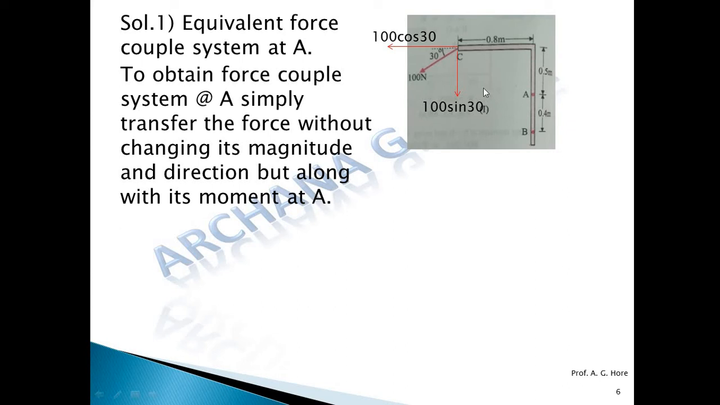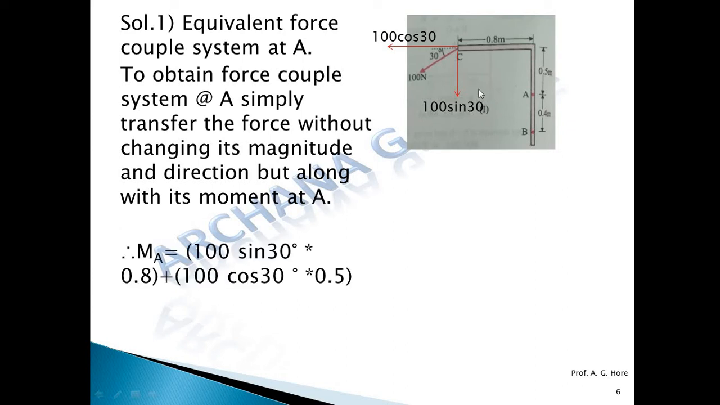So let's see the calculation of moment. Now see this vertical force 100 sin 30. It is rotating anti-clockwise, so plus 100 sin 30. This is the vertical force, so the perpendicular distance is horizontal, and this is the horizontal distance from point A. This distance, the horizontal distance, is 0.8. So 100 sin 30 into 0.8.